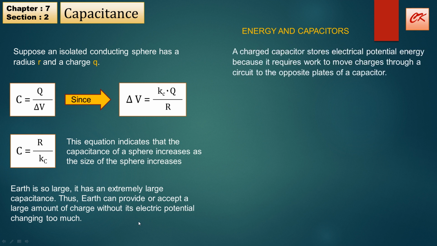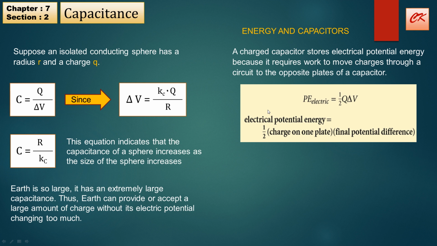And energy of a capacitor. A charged capacitor stores electrical potential energy because it requires work to move charge through a circuit to the opposite plate of the capacitor.